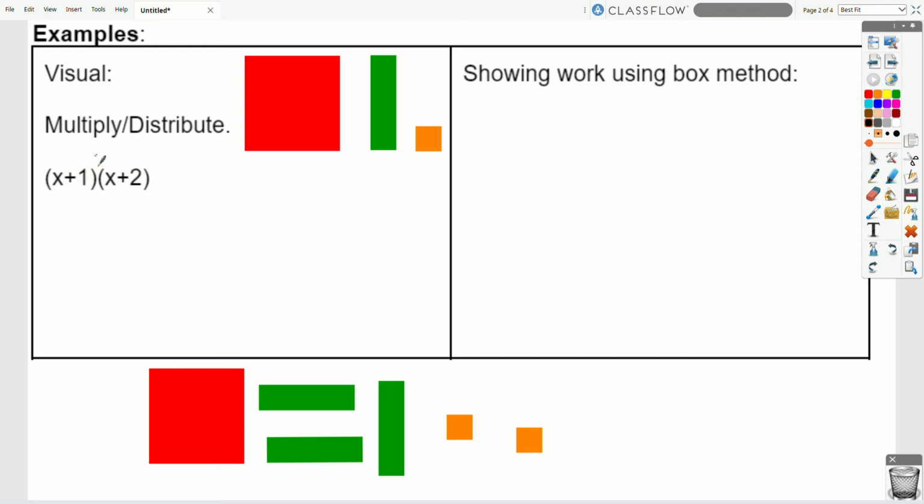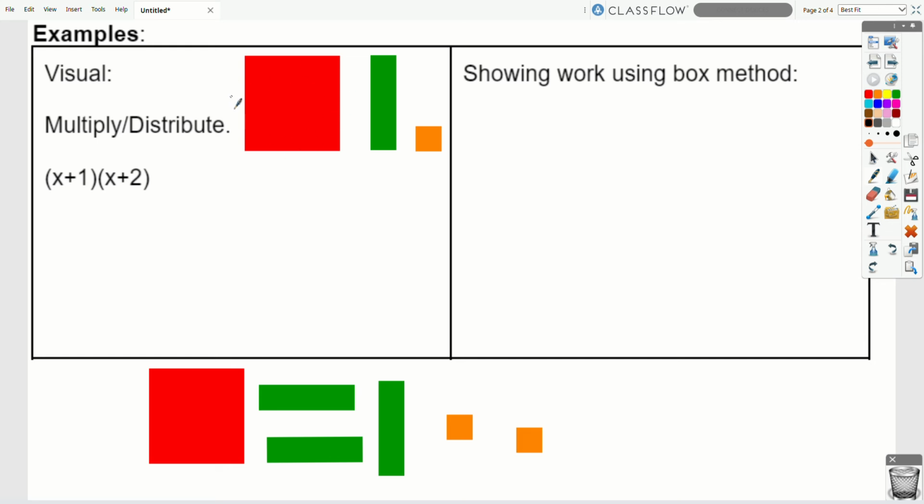Because what we're going to end up doing on the next set of notes is take this x and multiply it to this x, take this x and multiply it to this 2, take this 1 and multiply it here, and take this 1 and multiply it here. But like I said before, we're going to go over some visuals. And so we're going to use these pieces here.